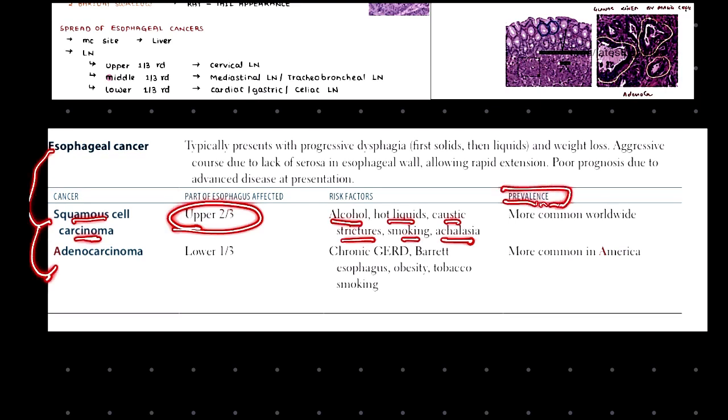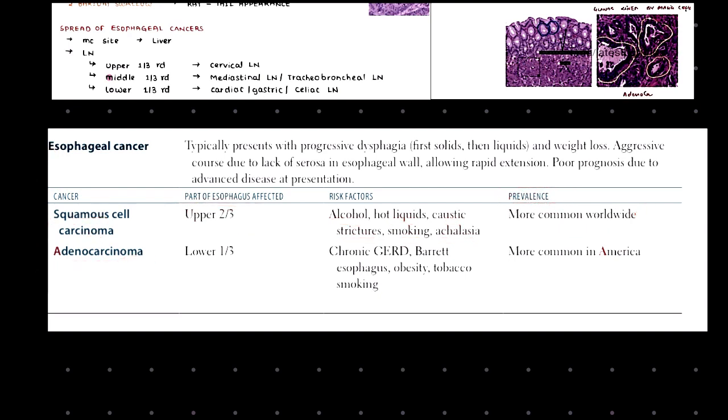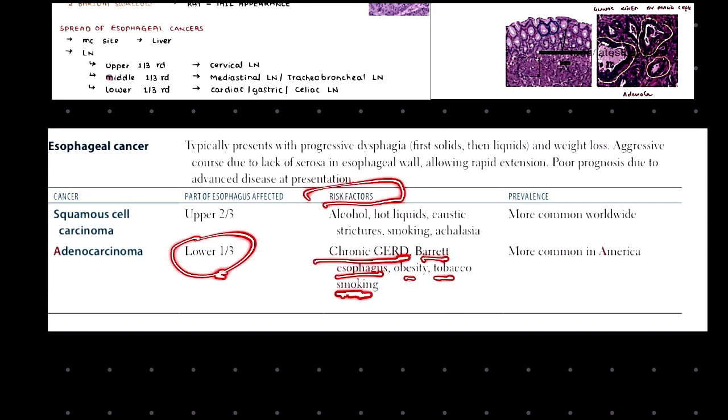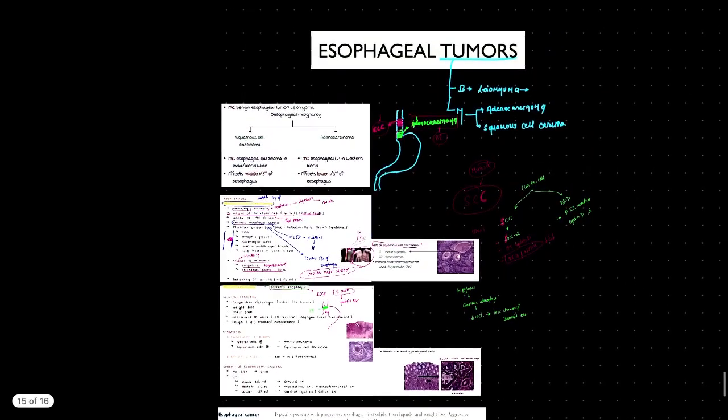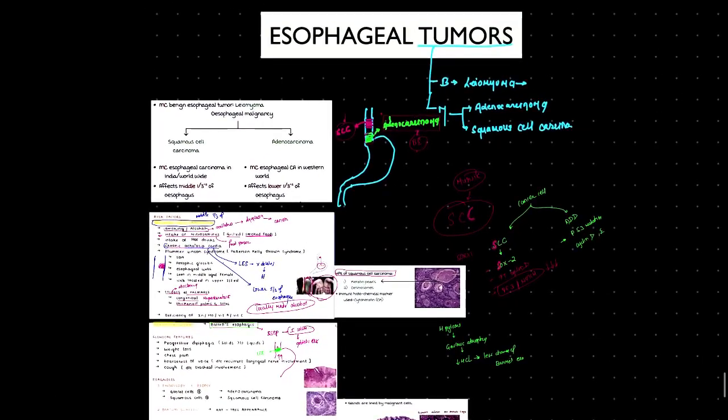Worldwide it is the most prevalent. Talking about adenocarcinoma, it involves the lower one-third region. The risk factors are chronic gastroesophageal reflux disease, Barrett esophagus, obesity, tobacco and smoking. It is more prevalent in America, in Western countries. So this was our description of esophageal tumor.